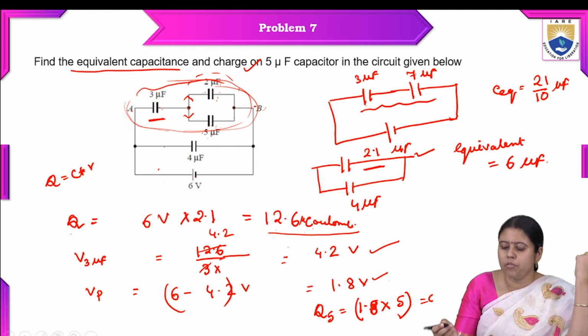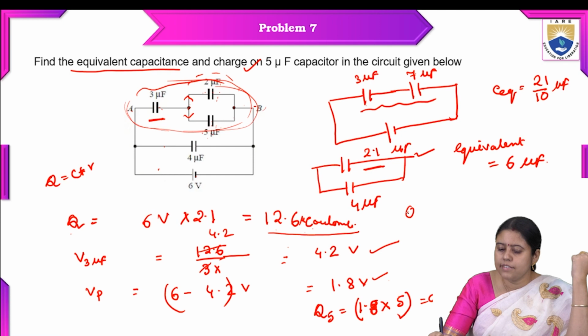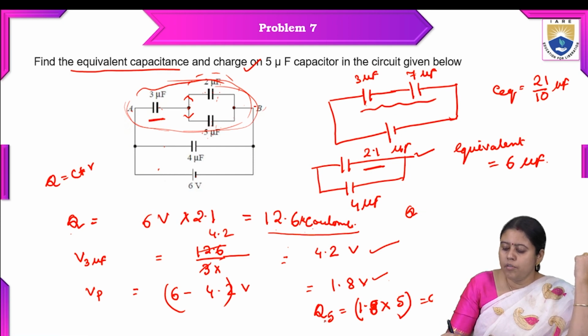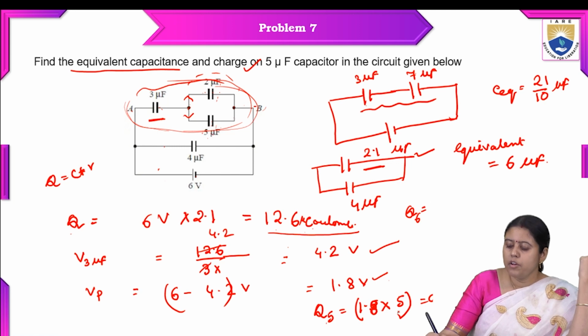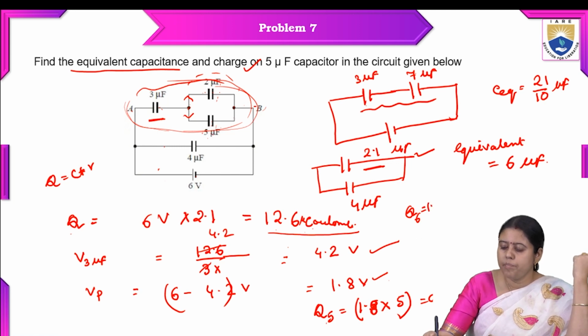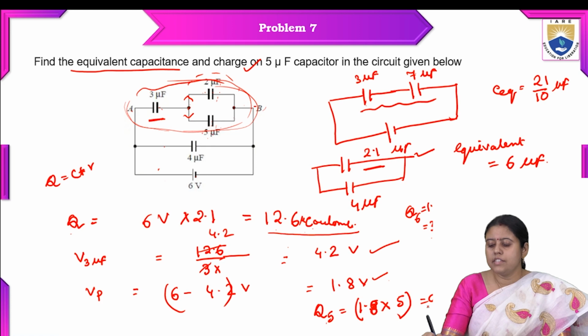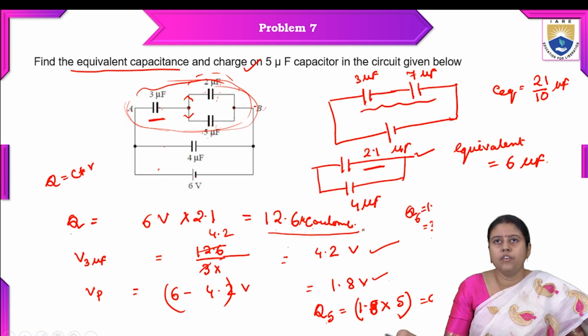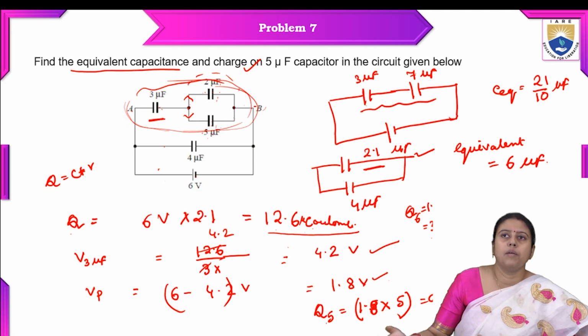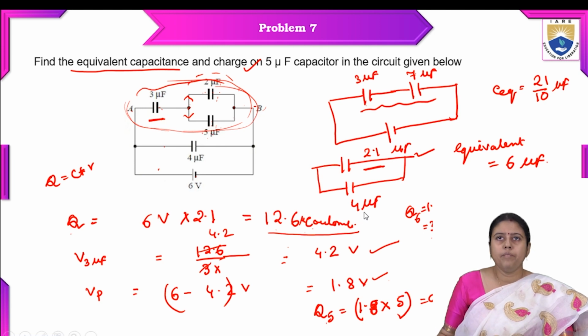So if we have the value 1.8 volt and we know the capacitance, then we can get the charge, 9 microcoulomb. We can also check the value of Q6. The Q6 value will be 1.8 volt into 2, which is equal to 3.6 microcoulomb. If we add 9 microcoulomb and 3.6 microcoulomb, again we get 12.6 microcoulomb. So you can check the problem like this.